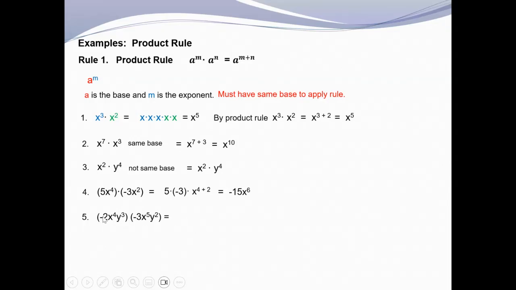Okay, how about this one here? Negative 3 times negative 2 is going to give us 6, right? And then we have x and x, so we're going to add the exponents for the x's. We're going to add the exponents for the y's. So they will give us 6, x to the 9th, y to the 5th.